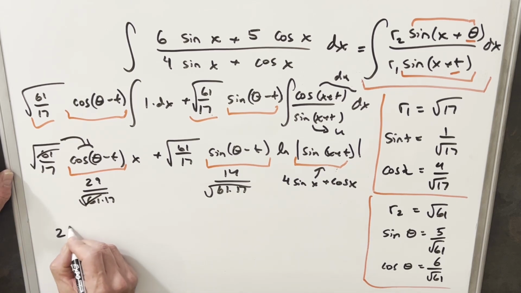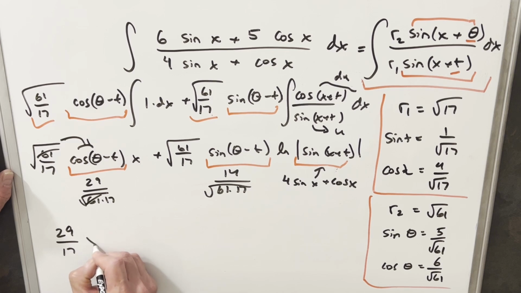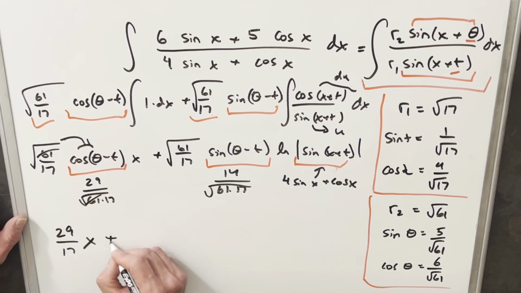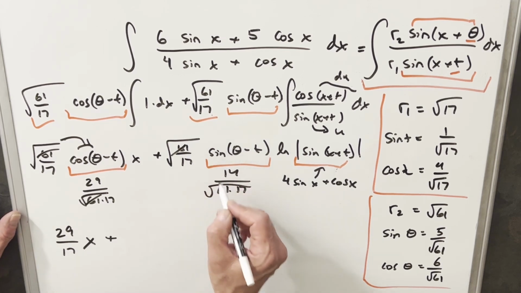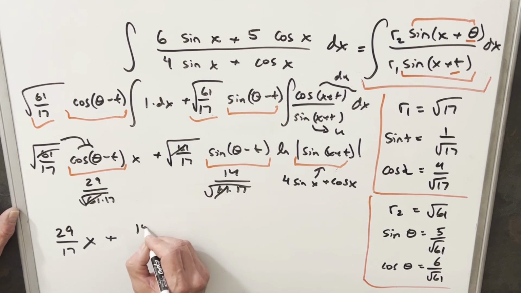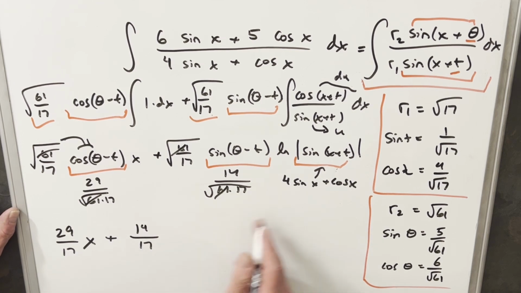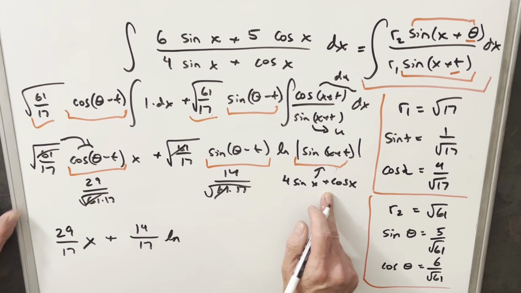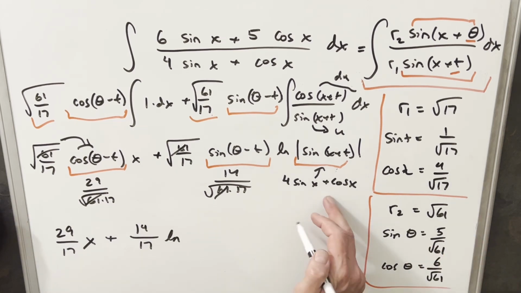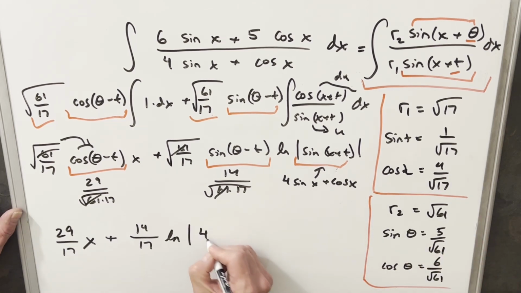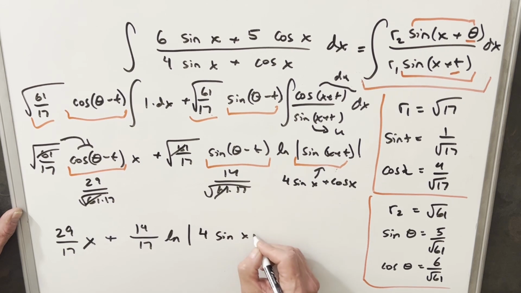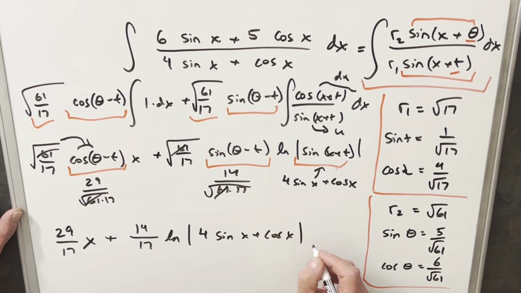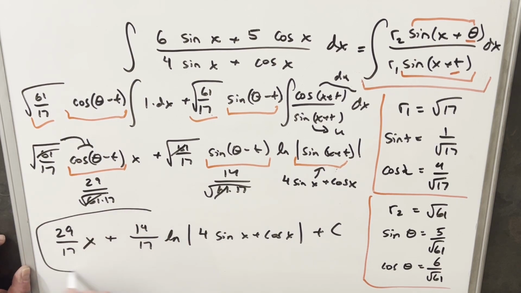So here we're going to have 29 over 17 x plus something really similar here, square root of 61 is going to cancel, and we're going to end up with 14 over 17. Our natural log expression, again, we discarded the denominator here, and so we're just going to say absolute value of 4 sine x plus cos x. I'll add a plus c, and that's it, we're done.